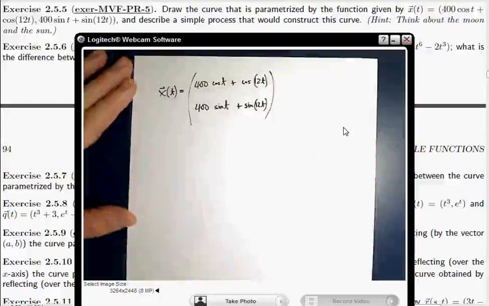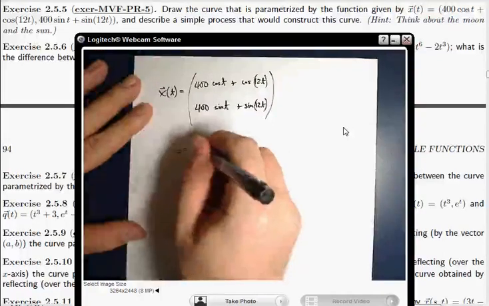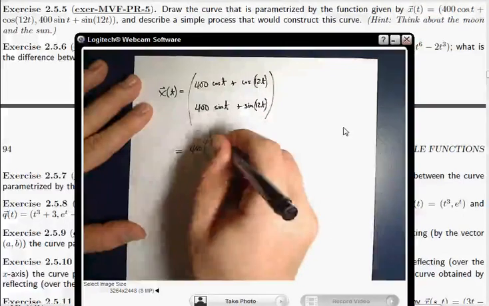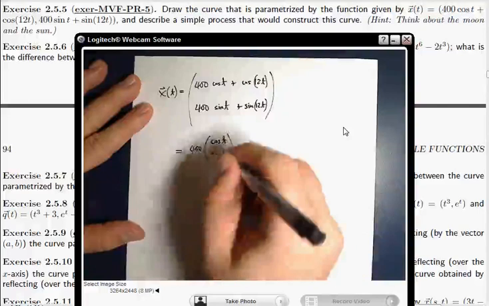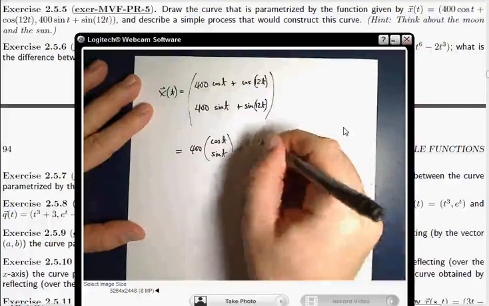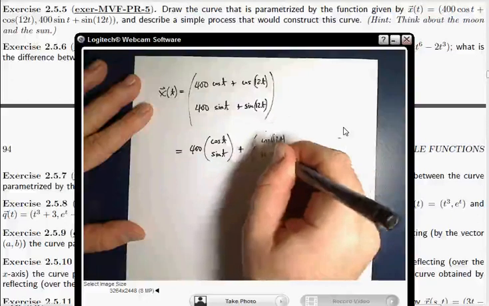And again, I'm going to break this up into two things. On the one hand, I've got 400 times cosine t, sine t, plus cosine 12t, sine 12t.